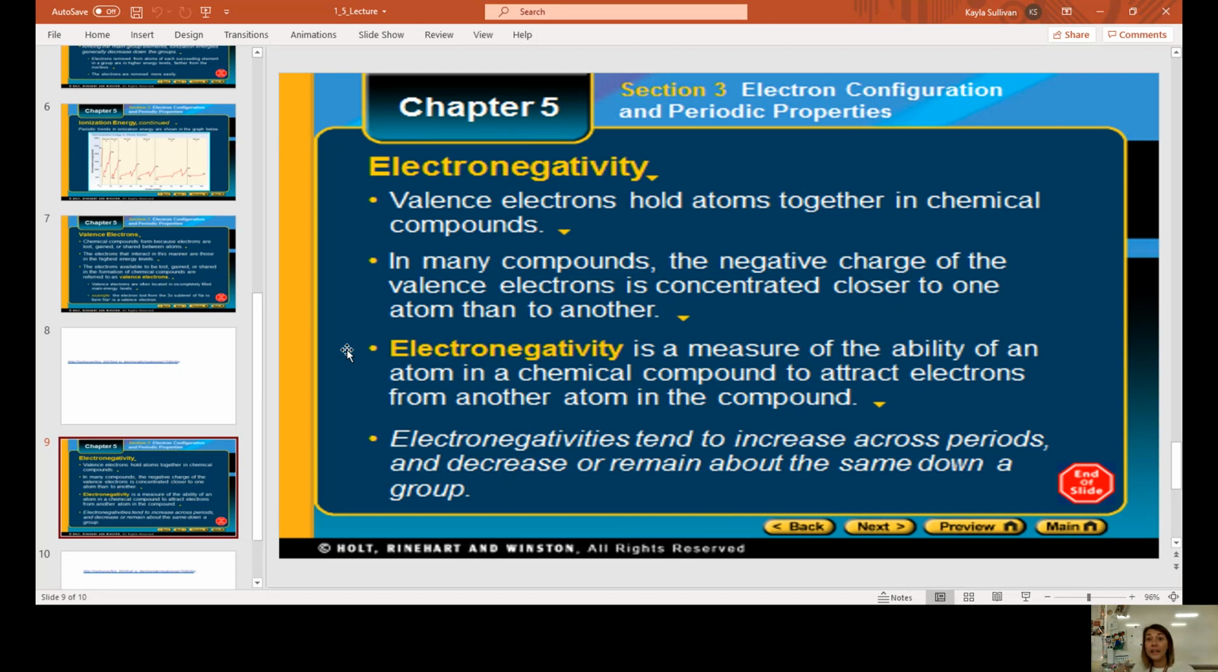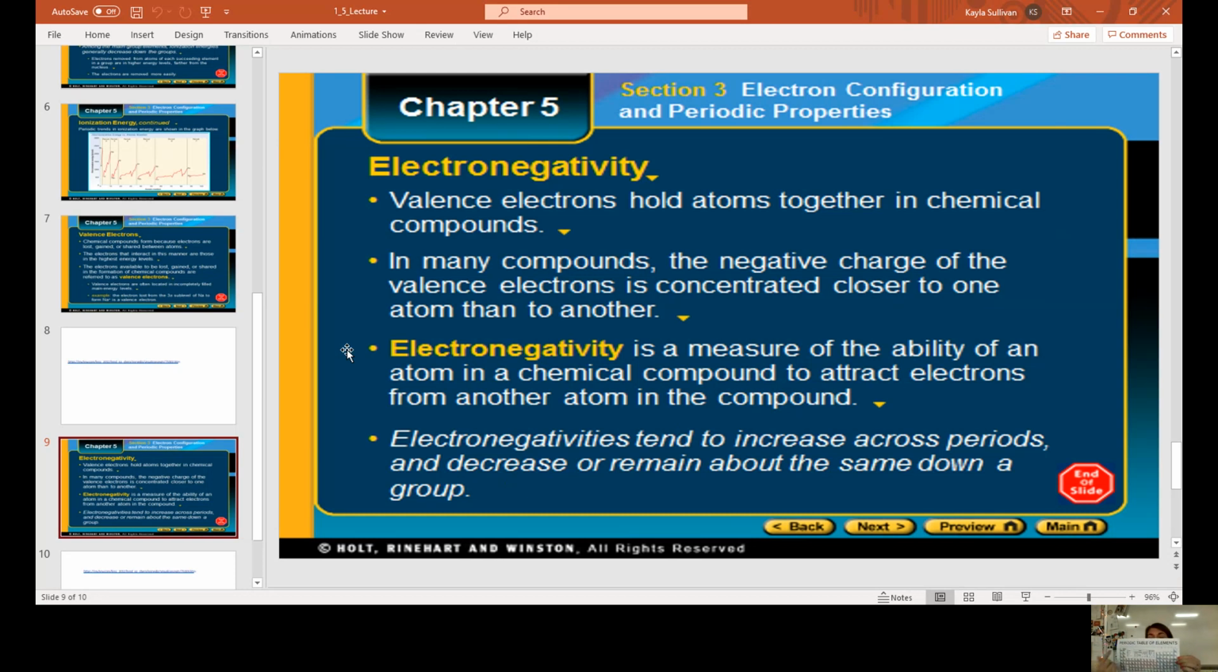Okay? And it's really easy to know who has a higher electronegativity because electronegativities tend to increase as you move across the periodic table. Let me grab my periodic table. So as you move across the periodic table, your electronegativity increases. And then as you move down a group, they decrease, or in some groups, they decrease or remain about the same. I'm just going to remember they decrease because really they don't change by much.